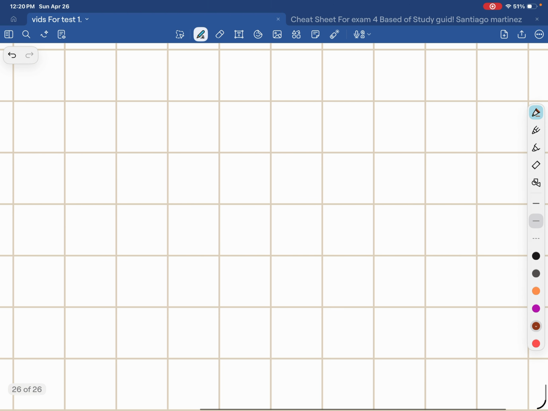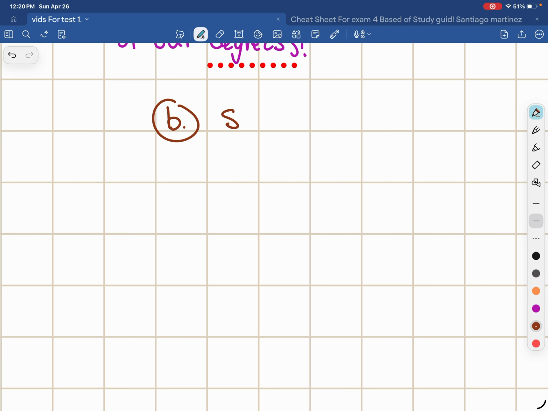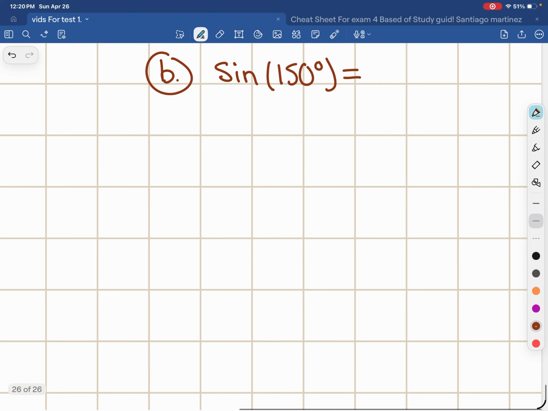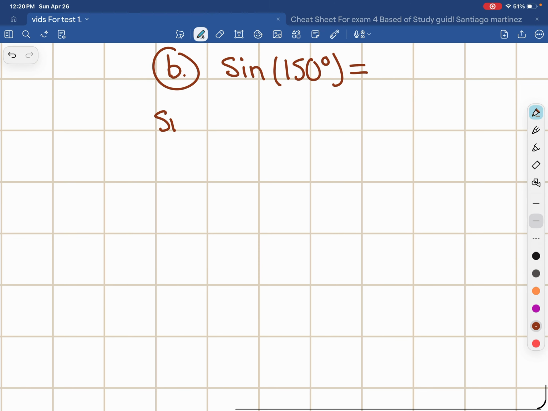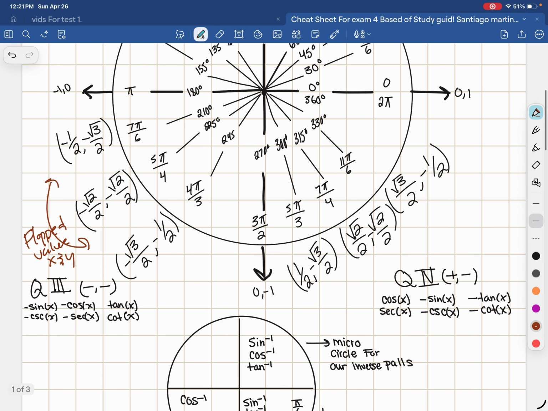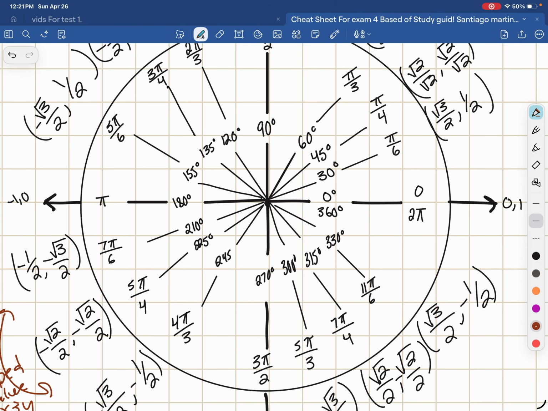Let's talk about part B now. Part B is asking us to look at sine of 150 degrees. So this is simple as well. Go to your unit circle or have it memorized, and we're looking for sine. Remember, sine is equal to all y values. So go to sine for 150 degrees, which happens to be on our unit circle.